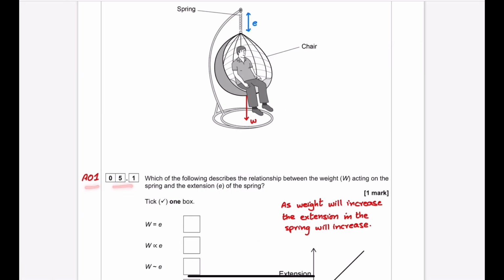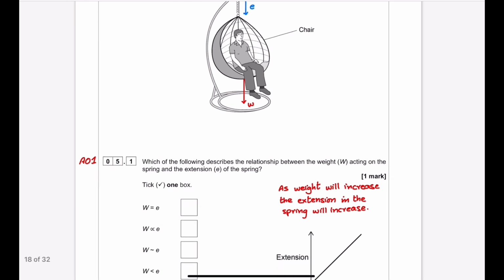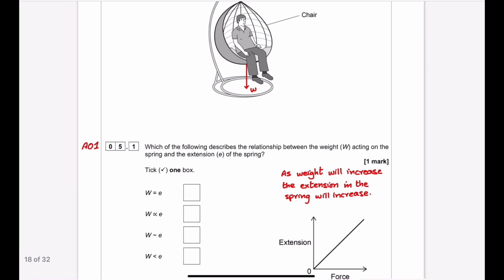5.1 is an AO1 question. Which of the following describes the relationship between the weight W acting on the spring and the extension e of the spring? Tick one box. We have different options. Weight is equal to e. Weight is directly proportional to e. Weight is approximately equal to e, or weight is less than e.